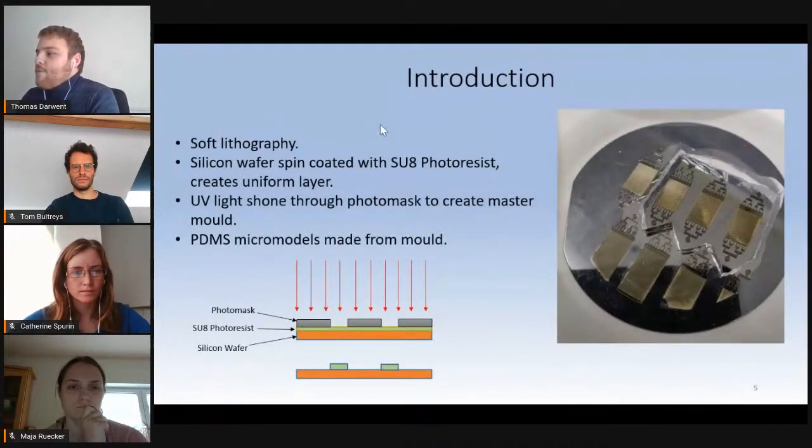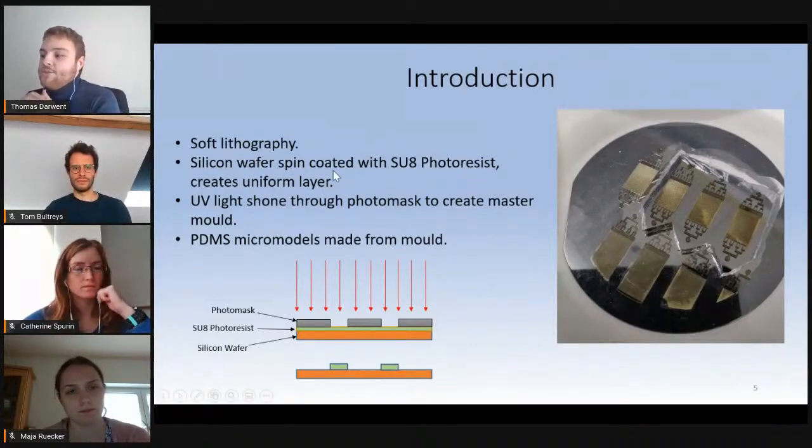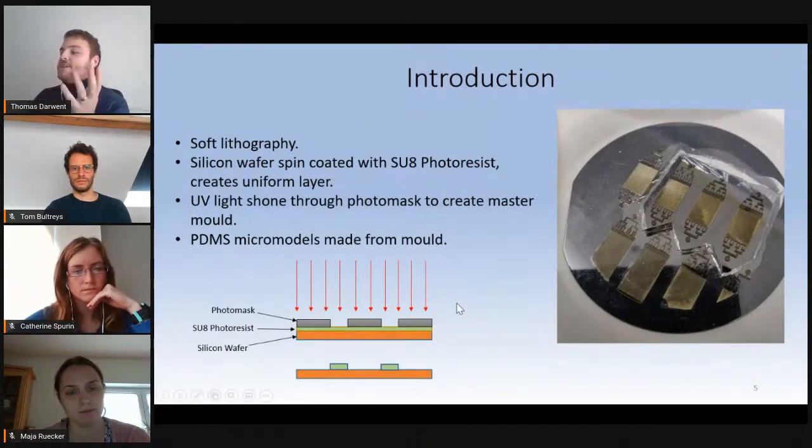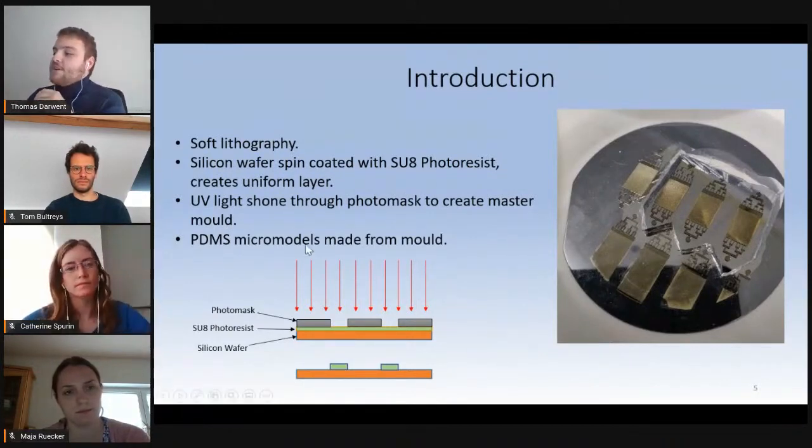So how do we make our experimental micromodels? We use a standard soft photography technique. And what that involves is we have a silicon wafer and you spin coat it with some SU8 photoresist. And what that does is create a nice uniform layer. And then what you have is a photomask, which contains your designs, which has thousands of pillars on it. And these can be varied on a computer. You send that off and you get your photomask. And you shine UV light through that photomask and expose certain areas of the SU8 photoresist.